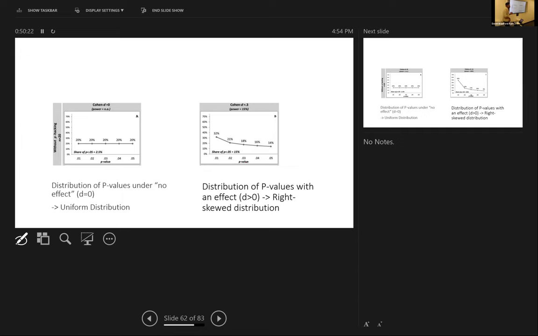But when there's an effect, and this is actually with very low power, so only 15%, you can still see this sort of right skew, where there's higher likelihood of finding statistically significant p-values that are closer to zero than closer to 0.05. And when you increase the power, this curve becomes more and more right skewed. And the interesting thing is that even with 46% power, almost two times as many p-values are in this less than 0.02 category.